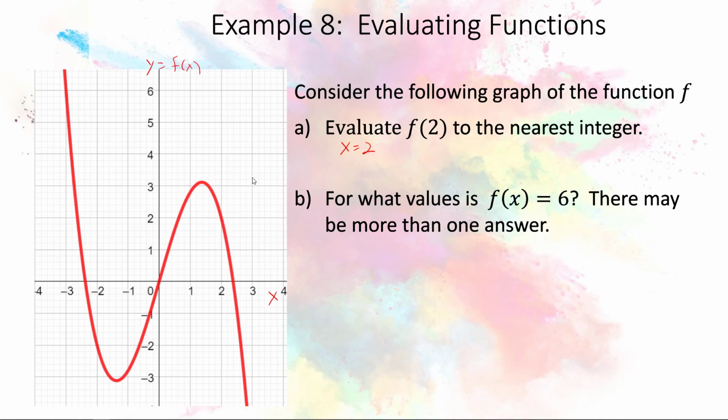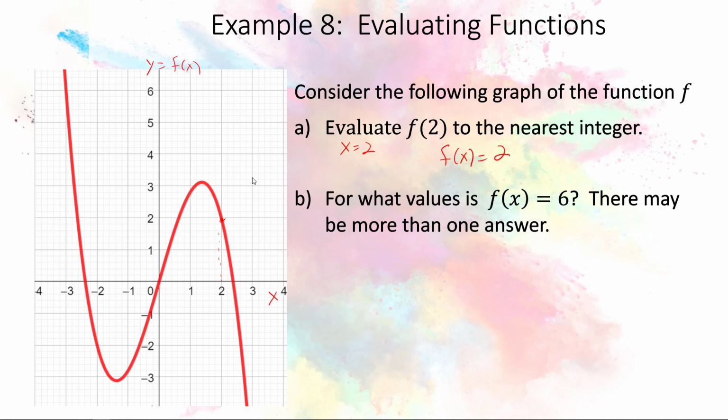Okay, so if x is equal to 2, that puts us here. Then we walk up until we intersect the graph. That puts us right there. And of course, when x is equal to 2, f of x is equal to 2. So we will have that f of 2 is equal to 2.